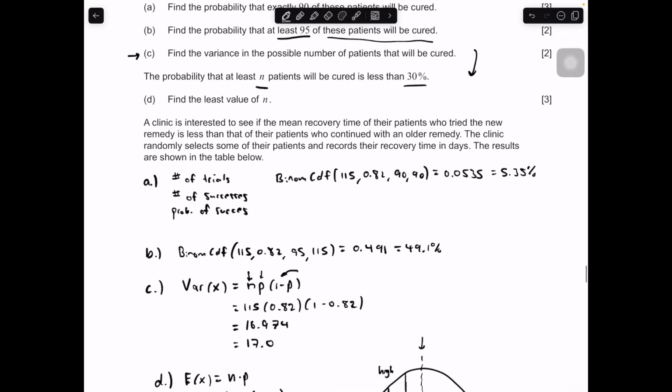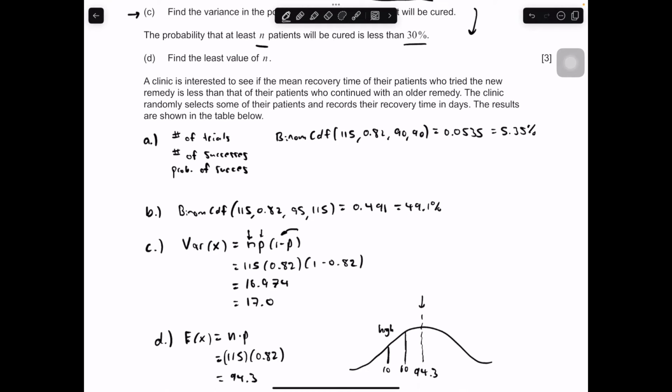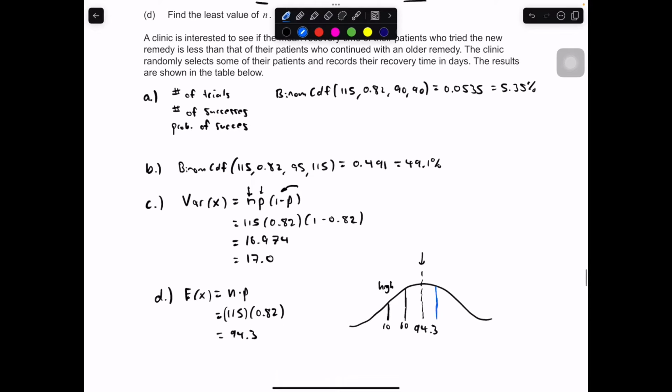So the probability that at least n patients will be cured is less than 30%. So we want to find this point, in a sense almost like an upper bound, where the probability of us curing this many patients is only around 30%. So we've cured a certain amount. What's that range of patients? You can kind of think about it as like this optimistic situation.